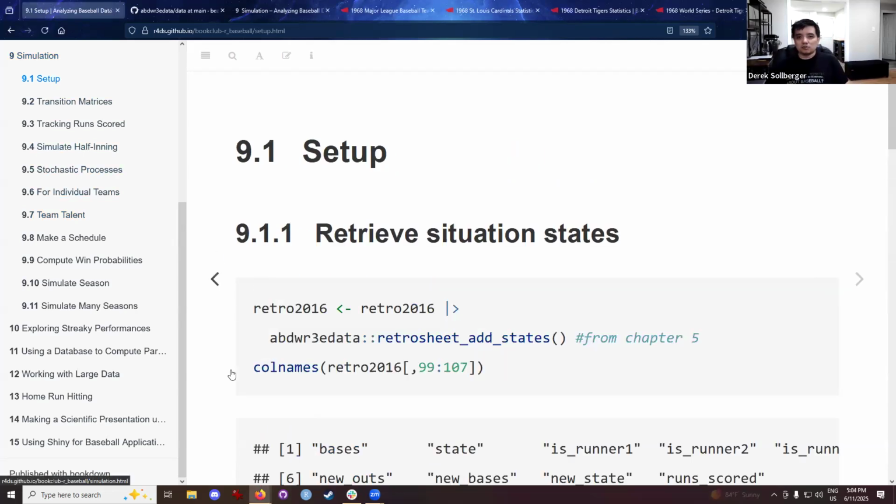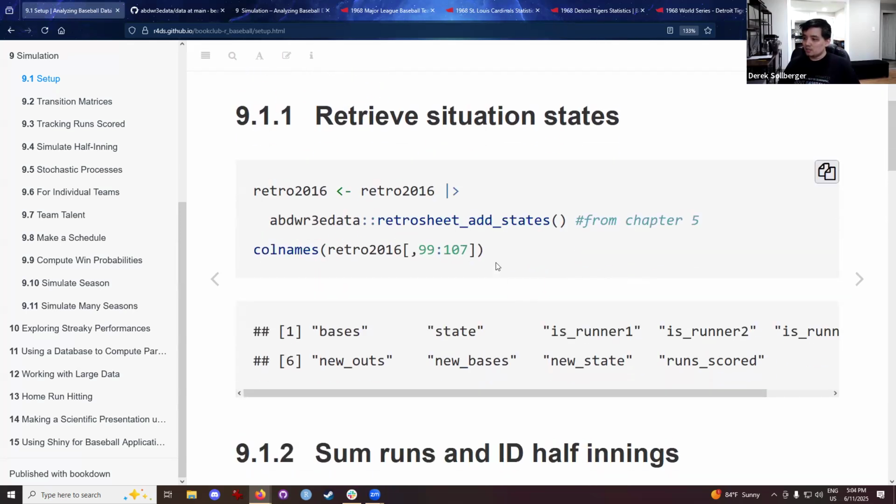Where this chapter got started, the author reminds us of the retro sheet data from the 2016 season, and also reminds us that back in chapter 5, we added a few columns to be able to do more advanced calculations to this. So fortunately, with the textbook package, they have that retro add states function to bring us back up to speed from chapter 5's materials that I believe L presented on.